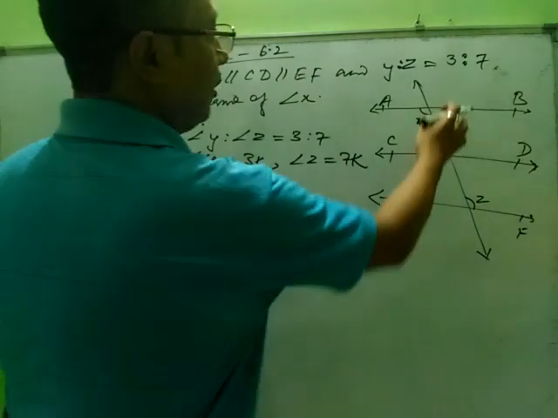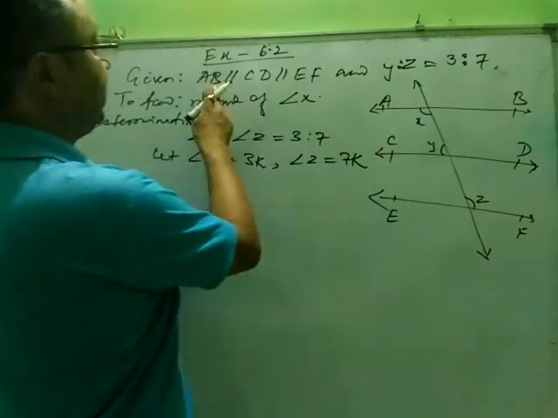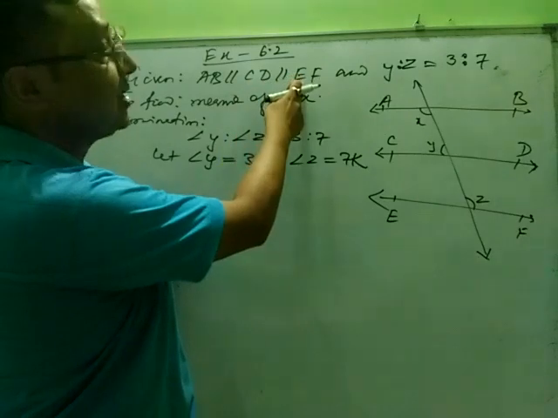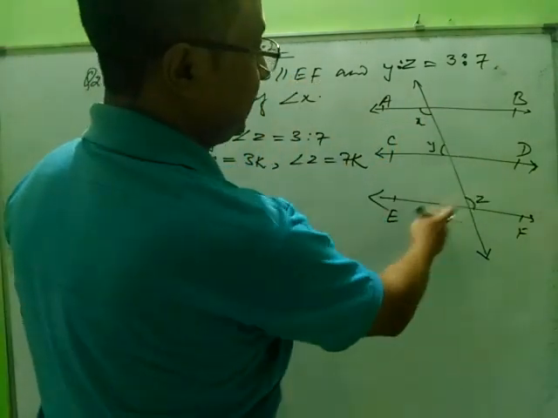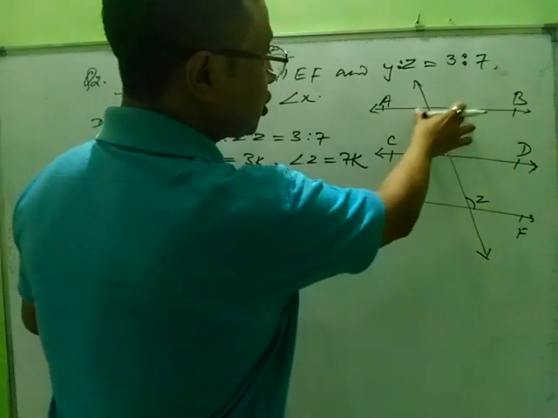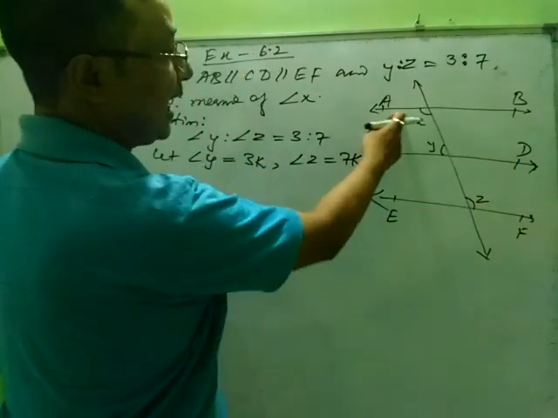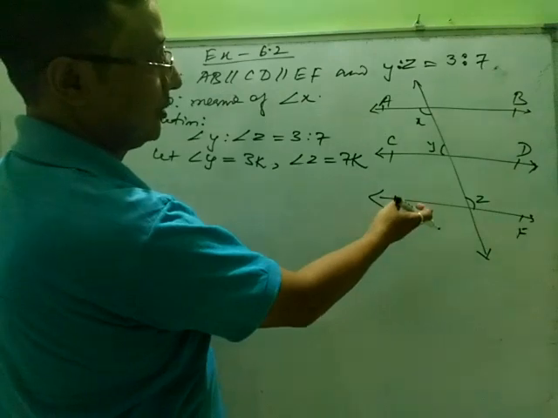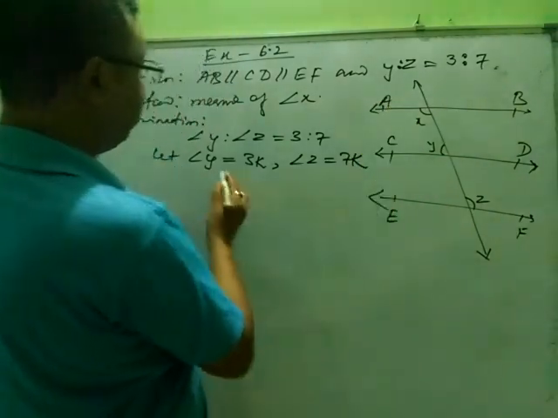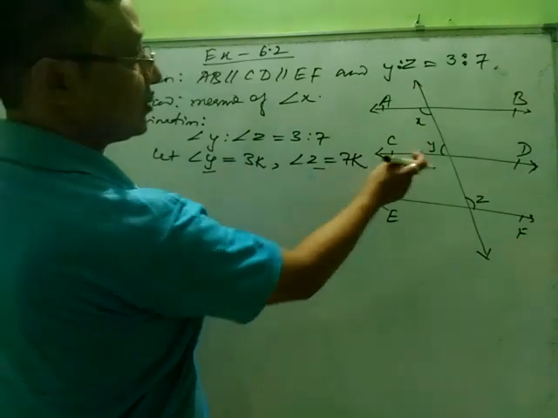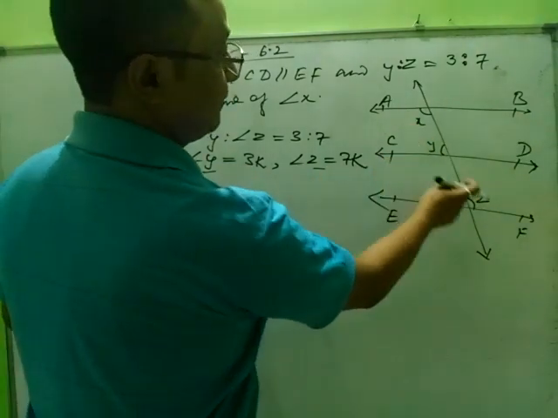Now all the three lines are parallel. AB is parallel to CD, parallel to EF. That means AB is also parallel to EF. So the three lines are parallel to each other. Now, here, they have given y and z.